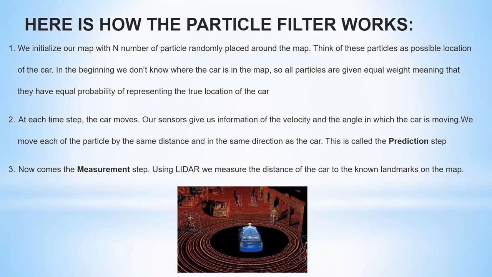To begin with, we have a map of the world. The map has landmarks which could be houses, buildings, lampposts, etc. And we know the location of these landmarks within the map.